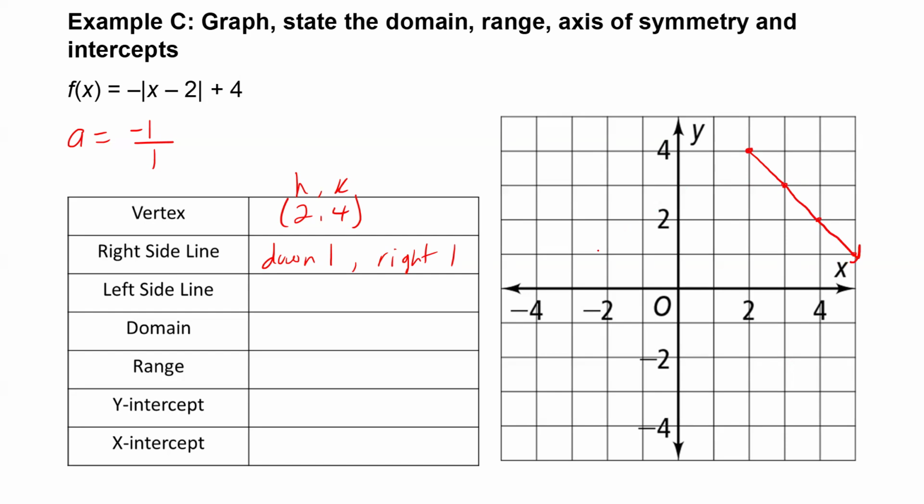What do I need to do on this side to get the other half of my V? What are the steps I would have to take to get the other half of my V? I would need to go not left, but it's always rise over run. So whether you're going up or down first, and then left or right second. So what am I doing here? And left 1. So in this case, we're going to go down 1, and this time we're going to the left 1.